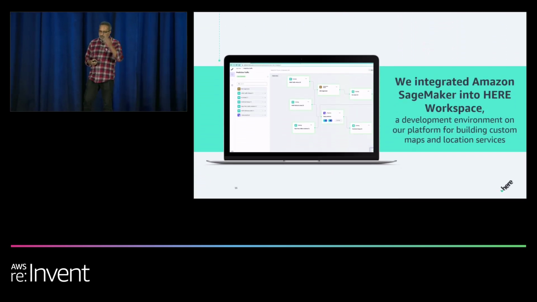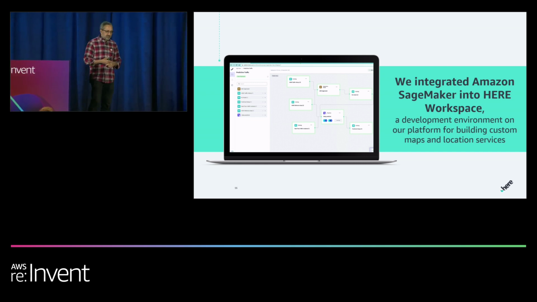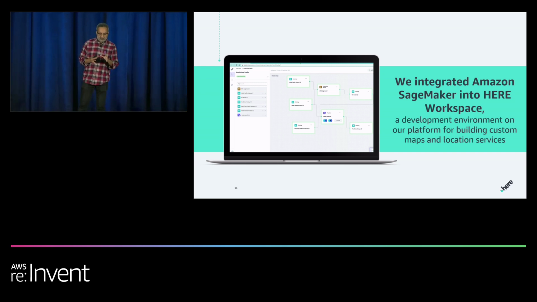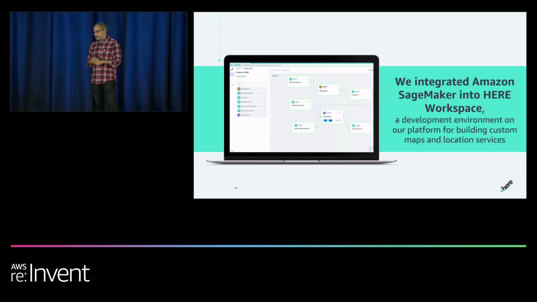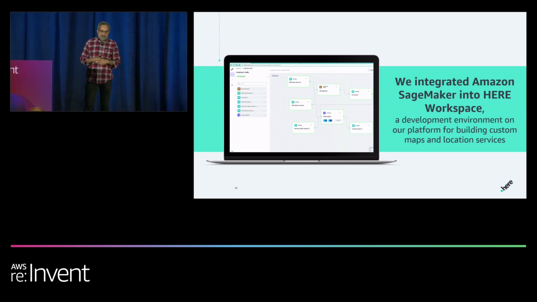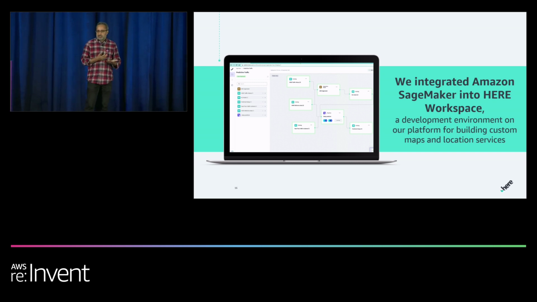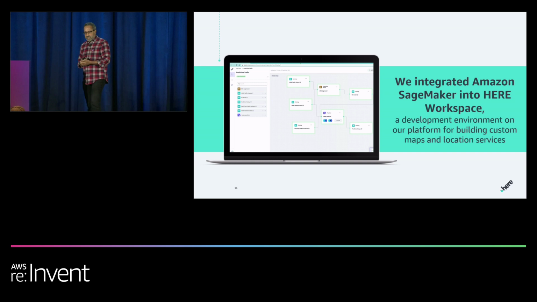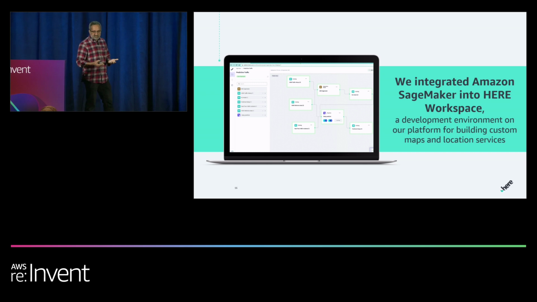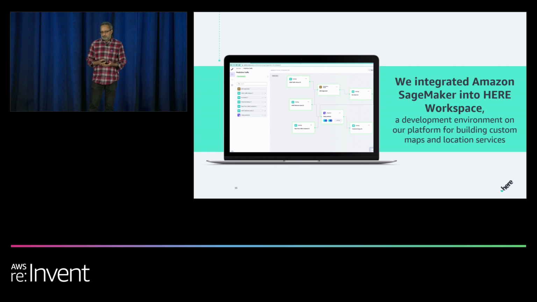Now, to enable SageMaker for our customers, what we have done is integrate SageMaker into the HERE workspace. The HERE workspace brings together a suite of tools to solve location-centric problems. It includes a workflow editor that's a low-code, extensible environment. It is integrated with our map validation and editing tools. And all of this is built on top of our location platform that gives access to location services, dynamic and historic location data, and maps.